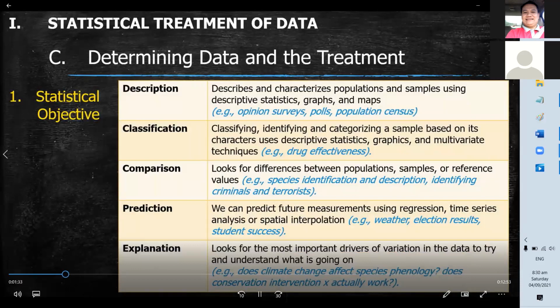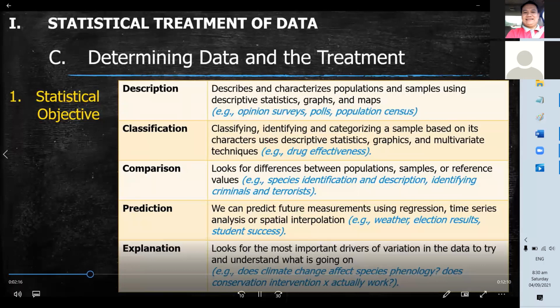Description, when we want to describe or characterize populations and samples using descriptive statistics, graphs, and maps. Classification, when we classify, identify, and categorize a sample based on its characters, using descriptive statistics, graphics, and multivariate techniques. Comparison, when we look for differences between populations, samples, or reference values. Prediction, where we can predict future measurements using regression, time series analysis, or spatial interpolation.